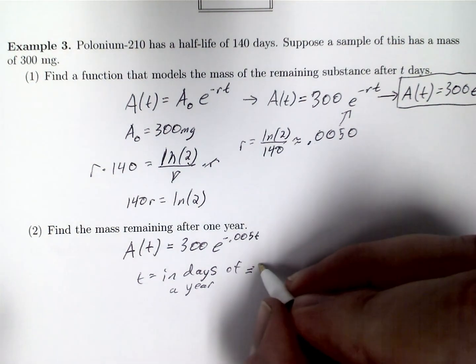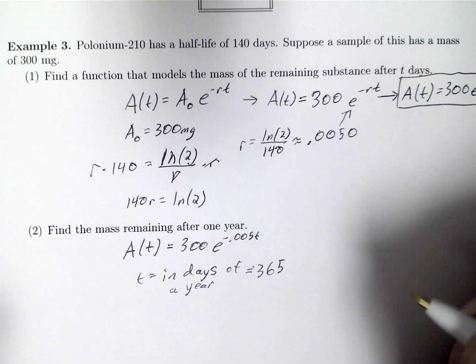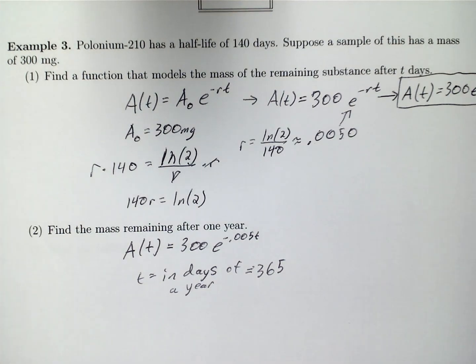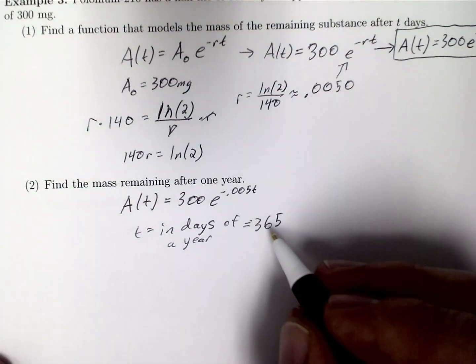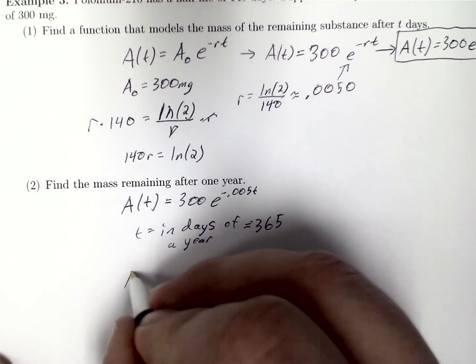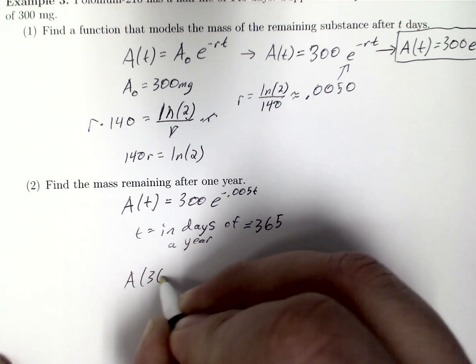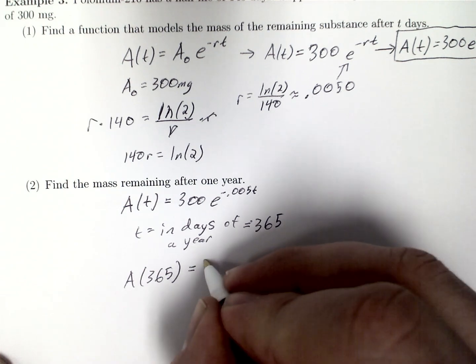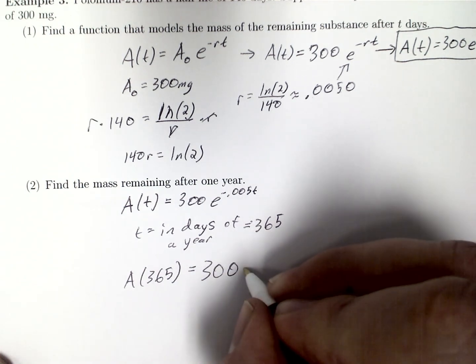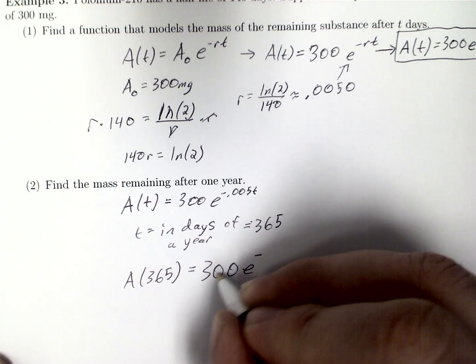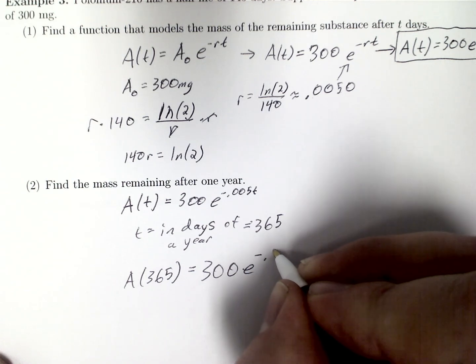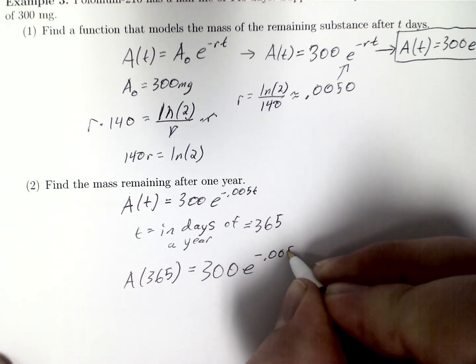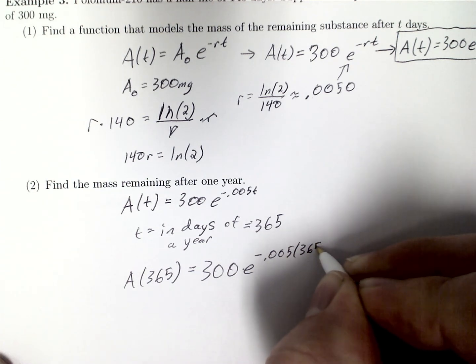And technically it's approximately, but about 365. It's really about 365.24, but we're not going to get that technical here. Just an interesting little factoid. So we plug in 365 for t, because the R is based on days, so we can't just plug in 1 for years. A equals 300 times e to the negative 0.005, and then times 365.